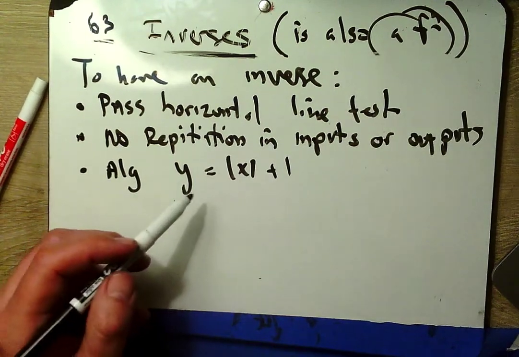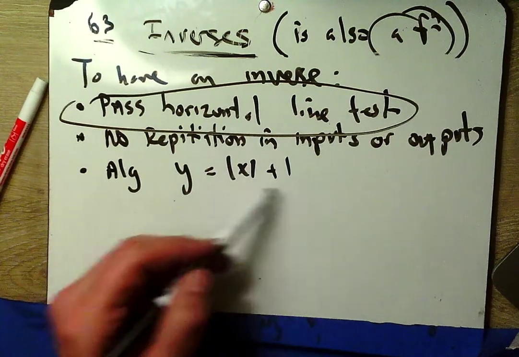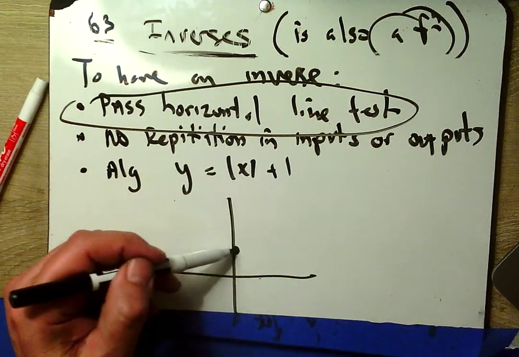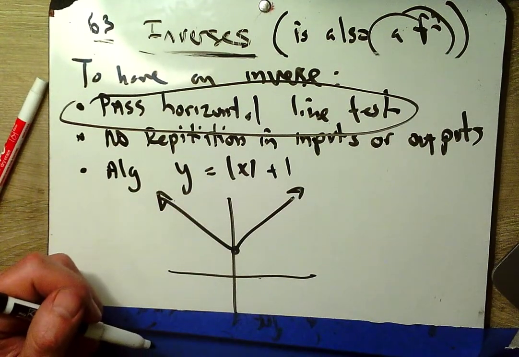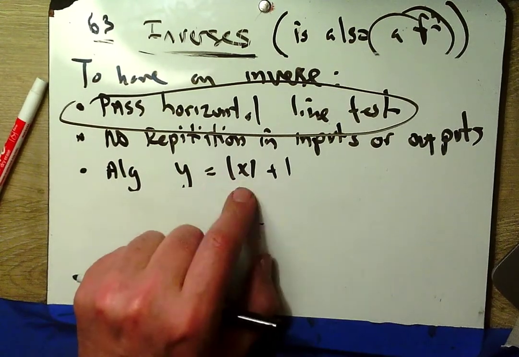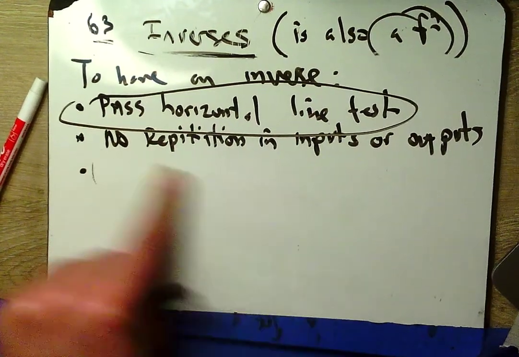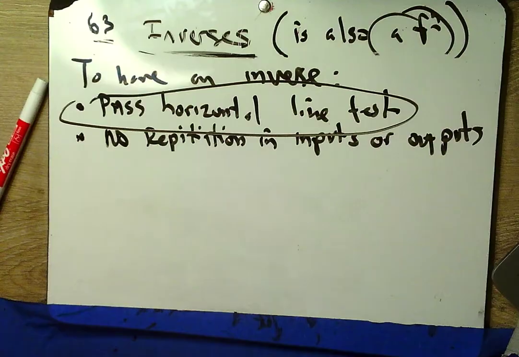My first thought is actually, does it pass the horizontal line test? I know what this looks like, and now I've just shifted it up 1. Does this pass the horizontal line test? No. So this does not have an inverse. I'm not going to have really an algebraic approach to knowing that. I'm going to have either a graphical or a numerical approach to that.